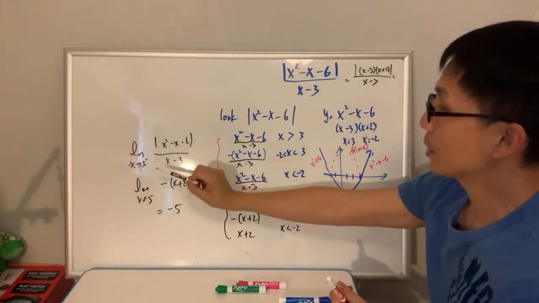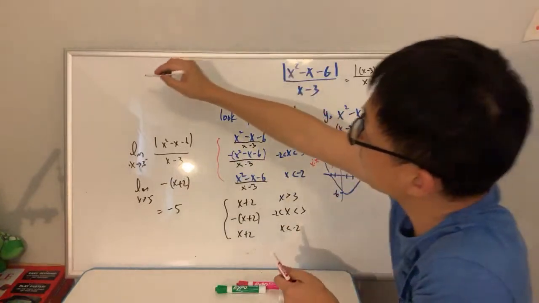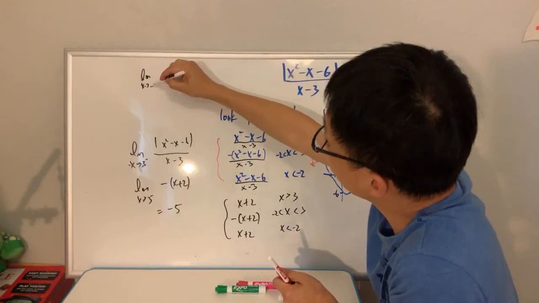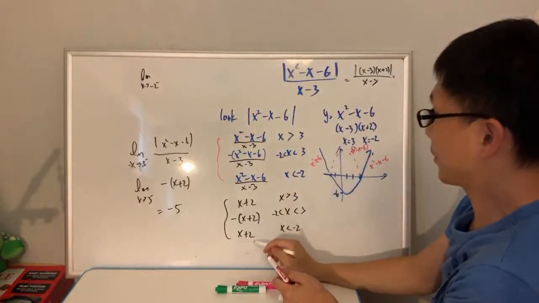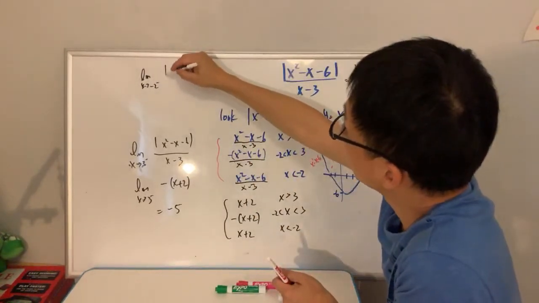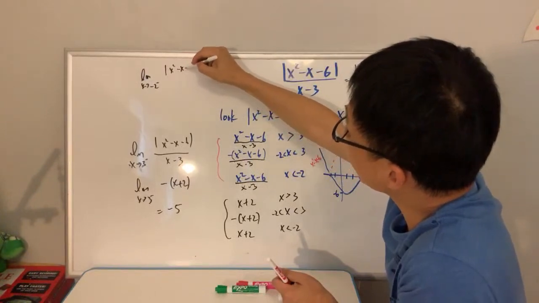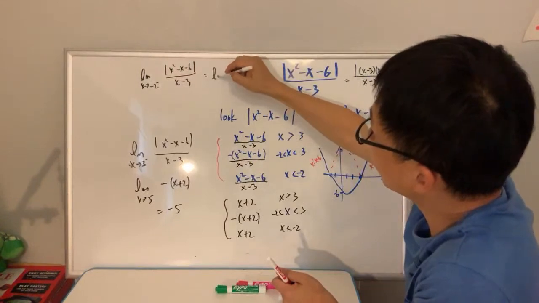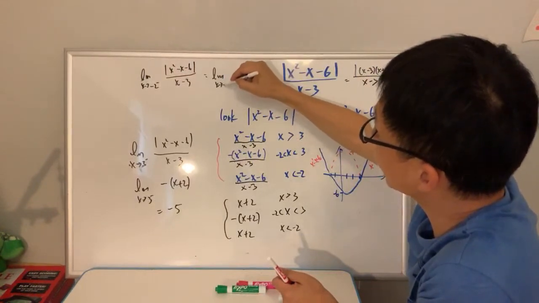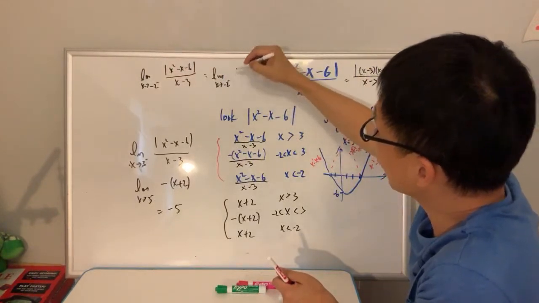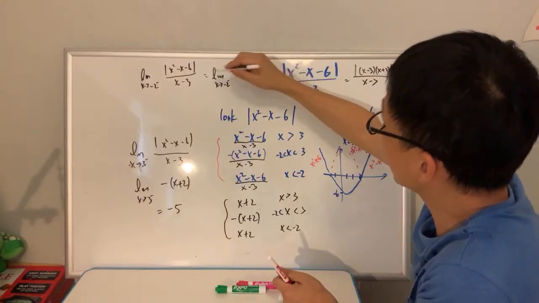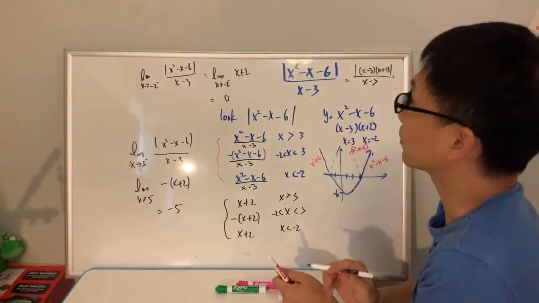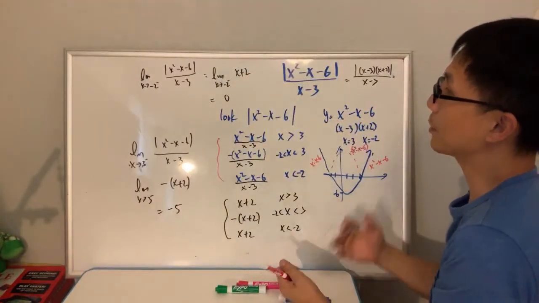If I do the same thing and say the limit as x approaches negative 2 from the left side, then I would use this function. So the absolute value of x squared minus x minus 6 over x minus 3. Then I would use the function for x approaching negative 2 from the left side. This one is going to simplify down to x plus 2. So it's going to be equal to 0. Negative 2 plus 2 is equal to 0.